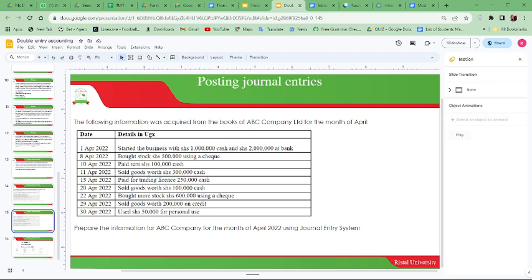For example, when they say bought motor vehicle, in your account you will have a motor vehicle account. But here they have not indicated the name of the good, so you have to use stock. So we have a stock account and we have a cash account.